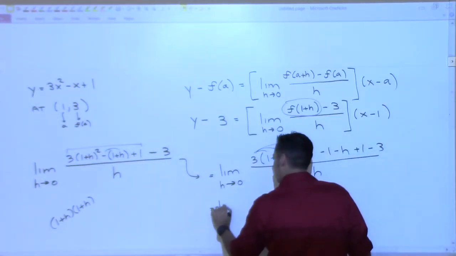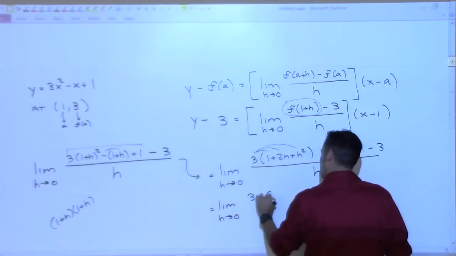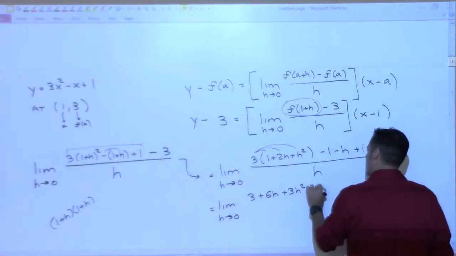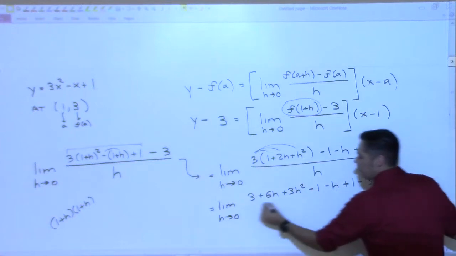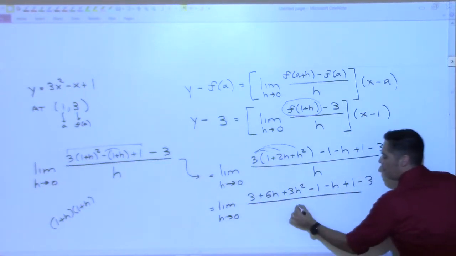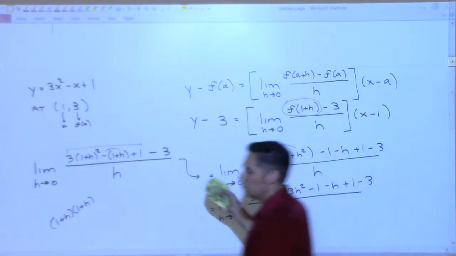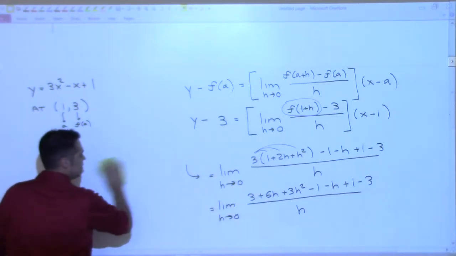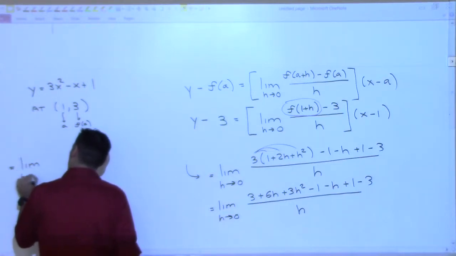So we get limit h goes to 0, 3 plus 6h plus 3h squared minus 1 minus h plus 1 minus 3. I could have put these together, but I'm just going to leave them for now. All over h. I'll put them all together on the next line. Combine like terms in the numerator. Still have a limit. Limit h goes to 0.